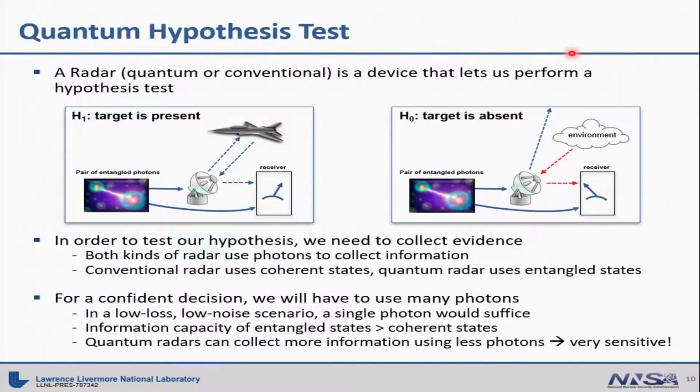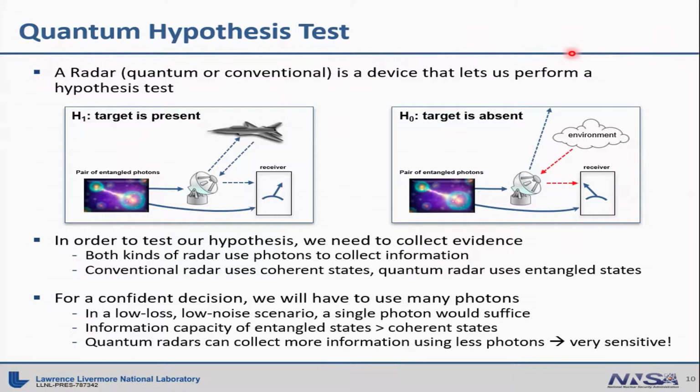Basically, what you're doing with quantum illumination is a binary quantum hypothesis test. Radar, whether quantum or conventional, is basically a device that lets you do this sort of hypothesis test. And the hypothesis is the same for both kinds of radar, classical and quantum: that there's a target present in the environment someplace. The null hypothesis is that there's no target in the environment, and that the signal you collect with your device is consistent with a thermal background.